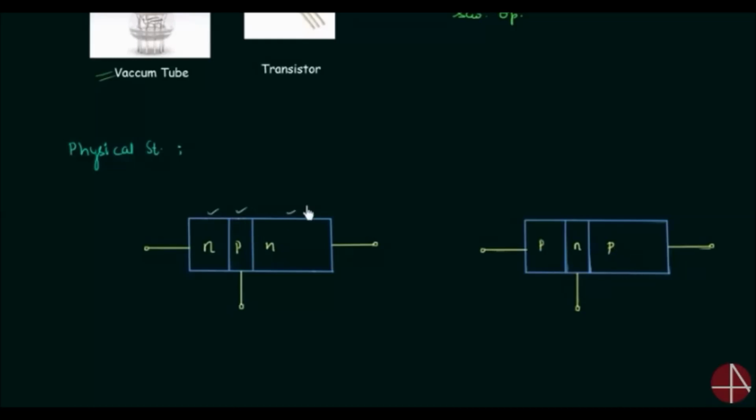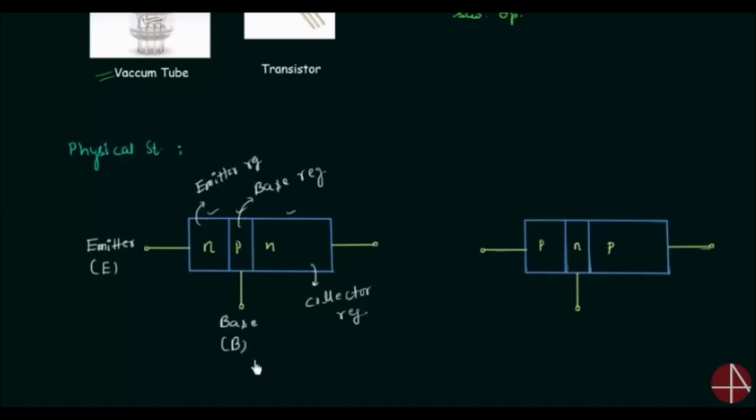There are 3 regions in a transistor. The largest region is called the collector region. The smallest region is called the base region. And this region here is called the emitter region. The terminal connected to the emitter region is called the emitter terminal, or simply emitter, and it is represented by capital E. The terminal connected to the base region is called the base terminal, or simply base, and it is represented by capital B. And this terminal is called the collector terminal, or simply collector, represented by capital C.